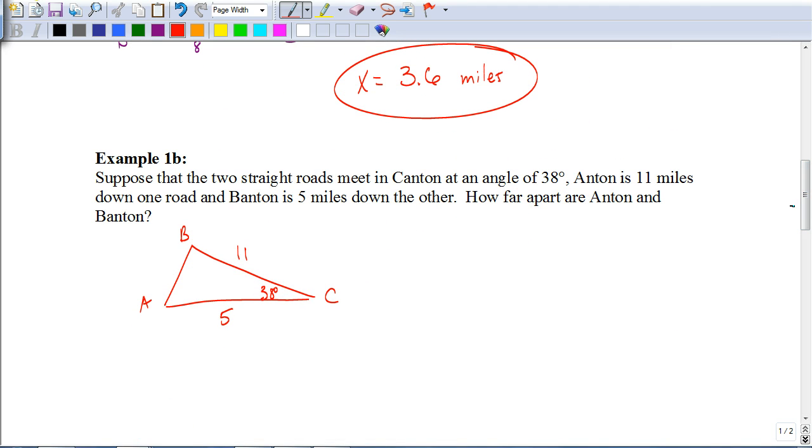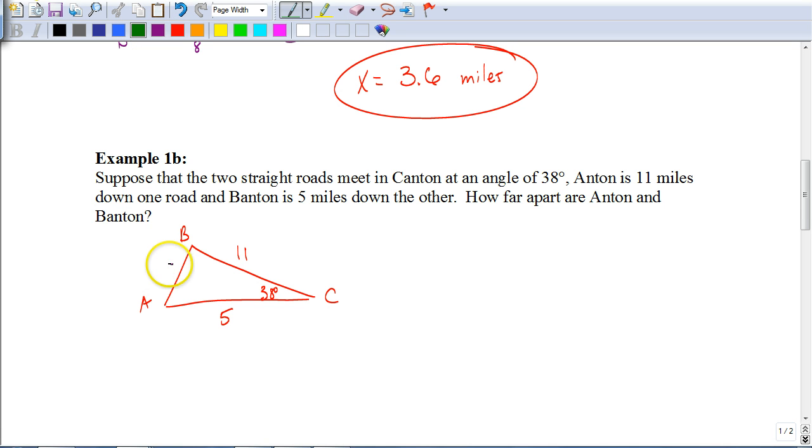Okay, why don't you guys see if you can set this one up and solve it. It's very similar to the one that we just did. So here we have two straight roads meet in Canton on an angle of 38 degrees. Anton is 11 miles down one road and Banton is 5 miles down the other. How far apart are Anton and Banton? So the same exact problem, just different numbers. So why don't you guys take a second, try this one on your own. So hit pause and hit play when you're ready to check your answer.